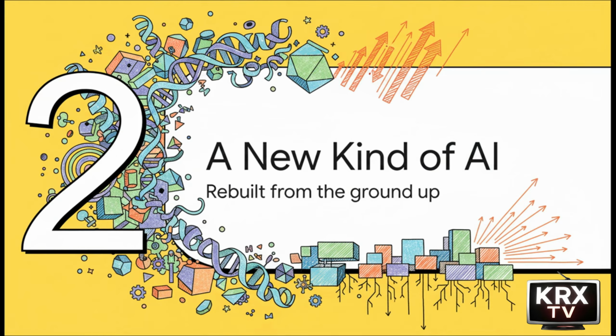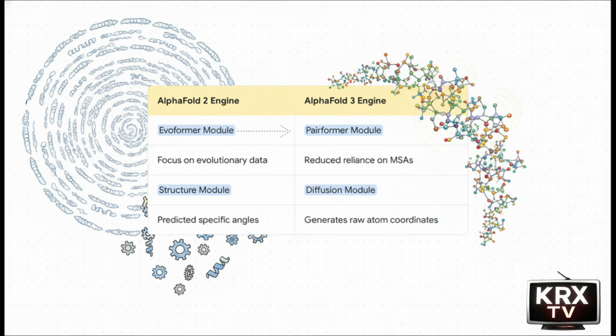Now, don't think of this as just an upgrade, like an AlphaFold 2.5. No, this is a completely new approach, rebuilt from the ground up. So, at its core, AlphaFold 3 has a totally new engine. You see, the old version, AlphaFold 2, leaned heavily on looking at evolutionary history, like comparing blueprints from related molecules. AlphaFold 3 reduces its reliance on that. But the real game changer is how it actually builds the final 3D structure. Instead of predicting specific little angles and putting it together piece by piece, this new diffusion module generates the raw positions of all the atoms for all the molecules all at once. It's a whole new way of thinking.